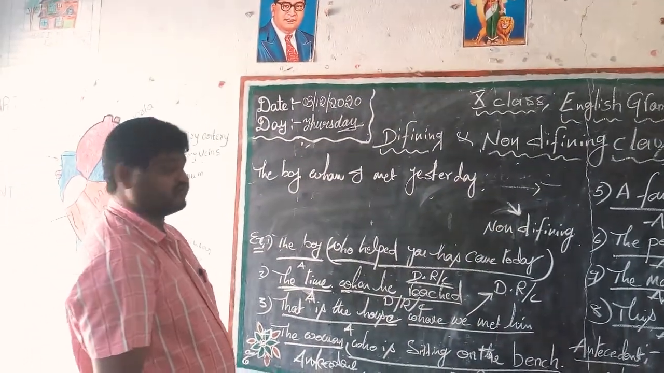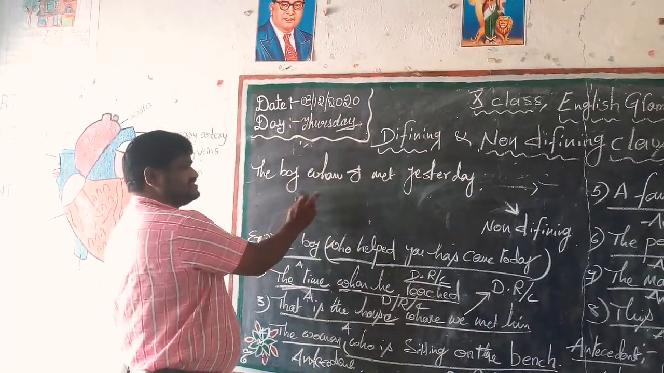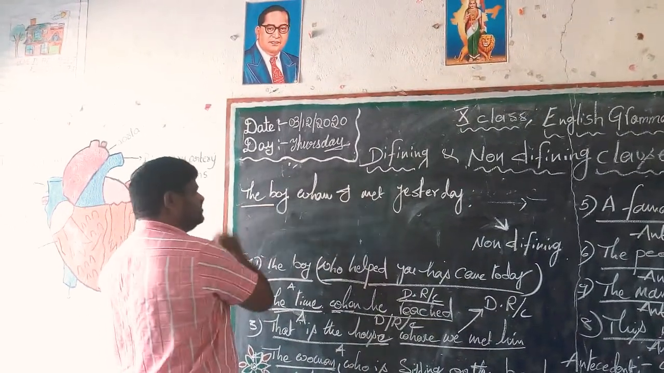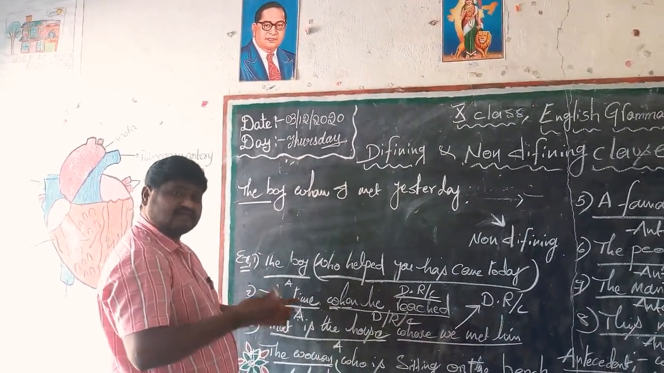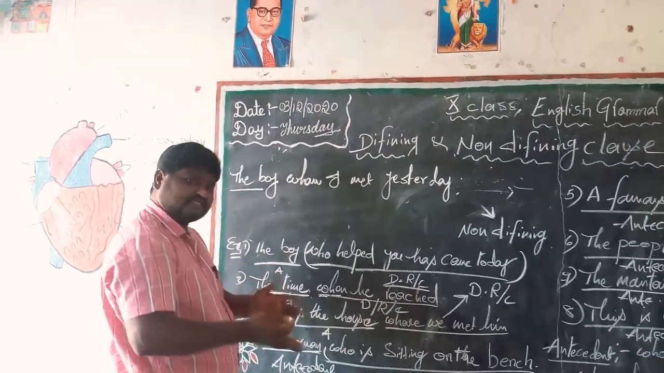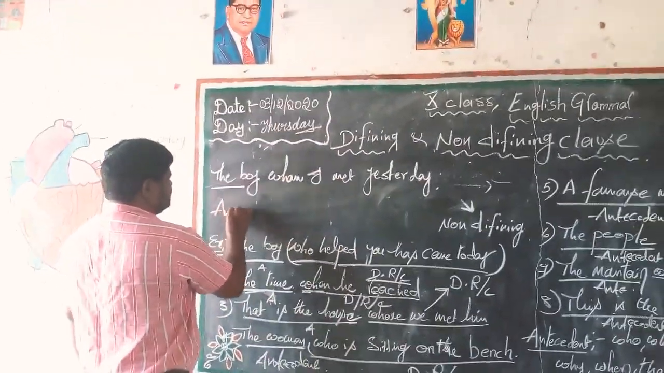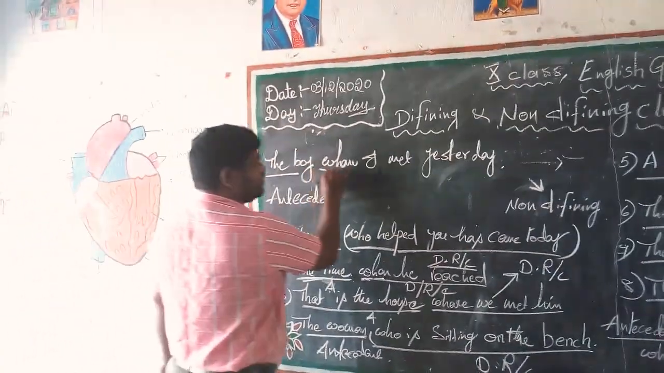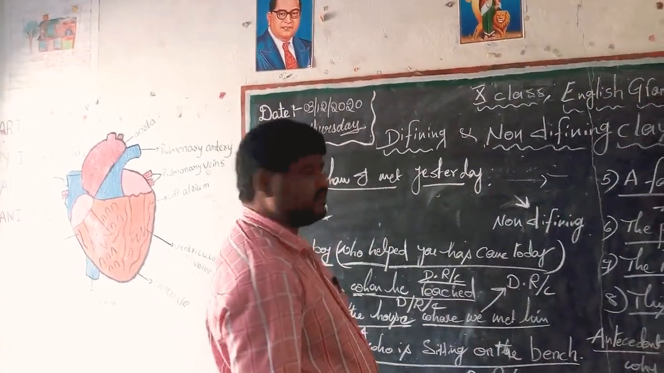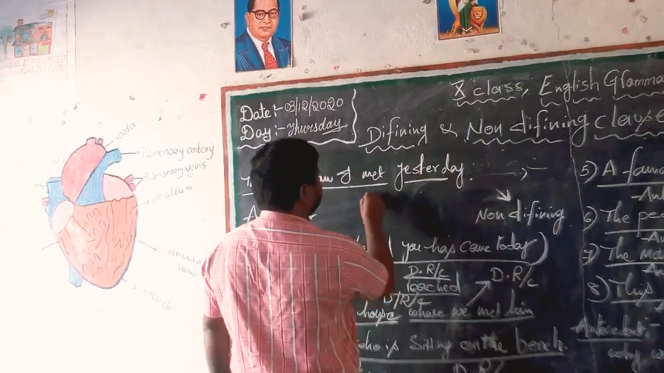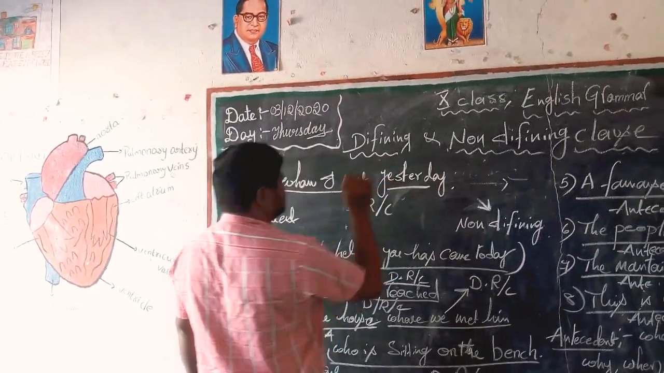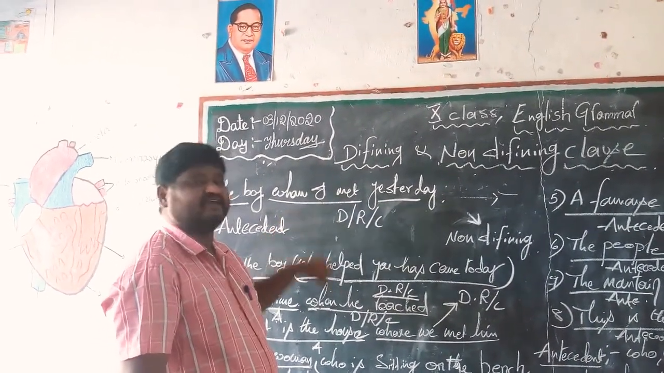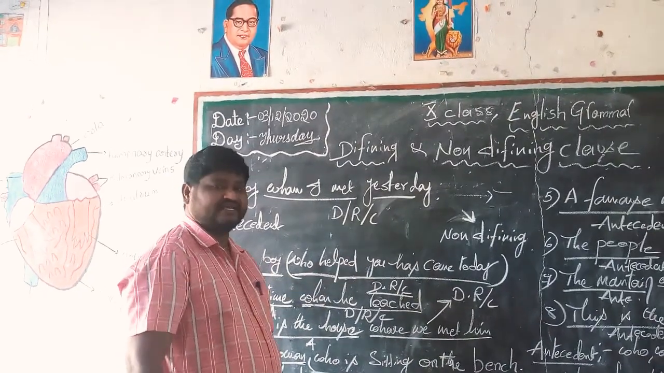My dear children and my dear friends, clearly this sentence tells us about the defining relative clause. Why? Because for "the boy", he has not particularly told the particular name. That's why we are calling it the antecedent. And from the WH word, we are telling about the defining relative clause. Why? Because in this sentence he has not used the particular boy's name. That's why this is the defining relative clause.